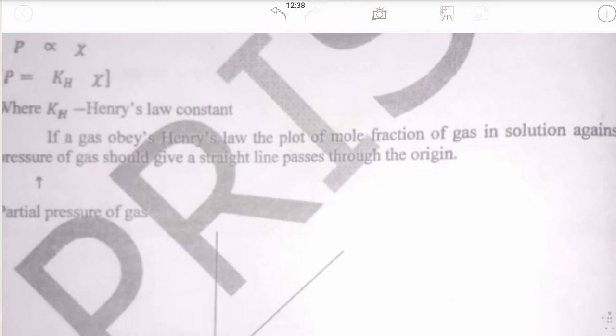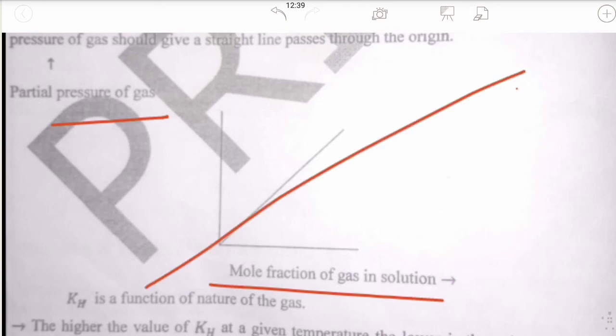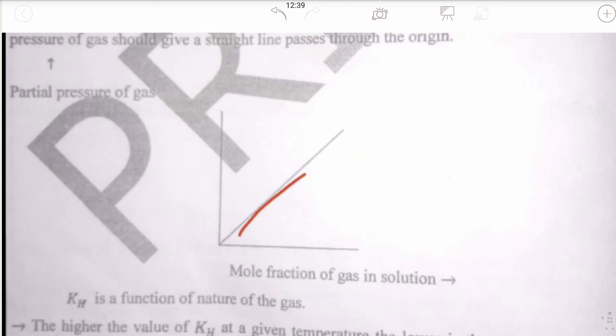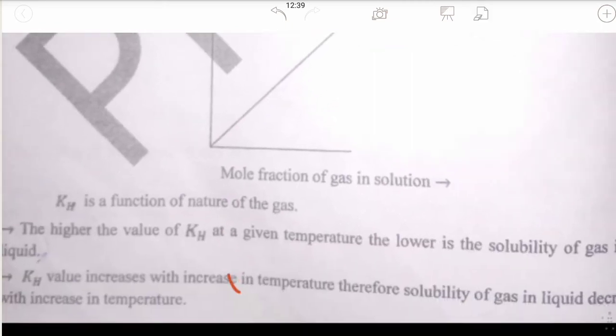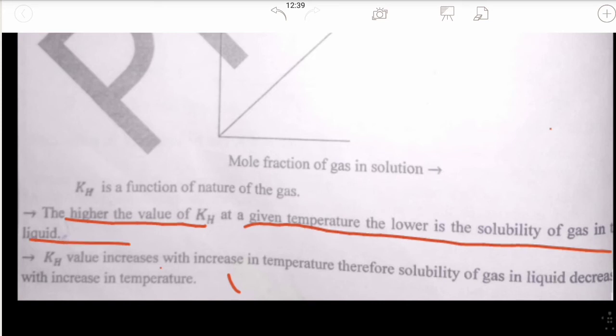When you plot a graph between the partial pressure of the gas and the mole fraction of the gas, you will get a straight line passing through the origin. Here KH is a function of the nature of the gas. The higher the value of KH at a given temperature, the lower the solubility of the gas in the liquid.